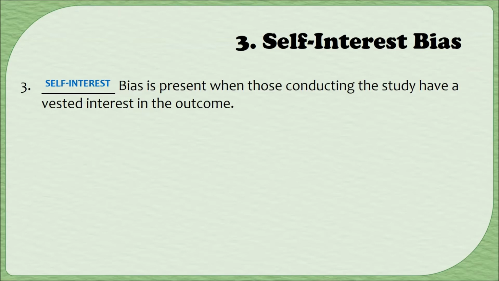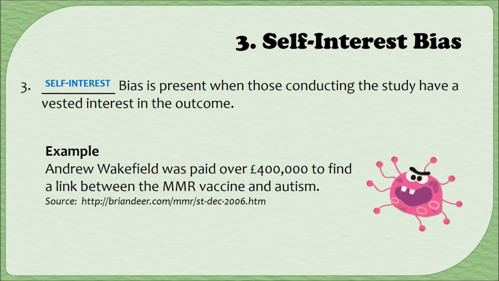An example of where this is happening currently is with Andrew Wakefield. He was a British scientist who was paid over £400,000 to find a link between the measles, mumps, rubella vaccine and autism. All of the studies done after Wakefield's have found absolutely no link between the vaccine and autism. Any studies that find a link between vaccines and autism are all traced back to Wakefield. They all cite Wakefield's study, and he was paid to specifically find this correlation.